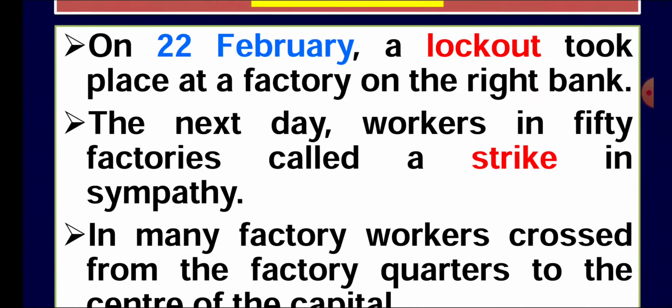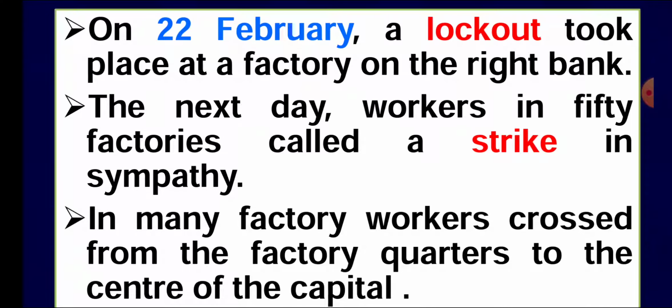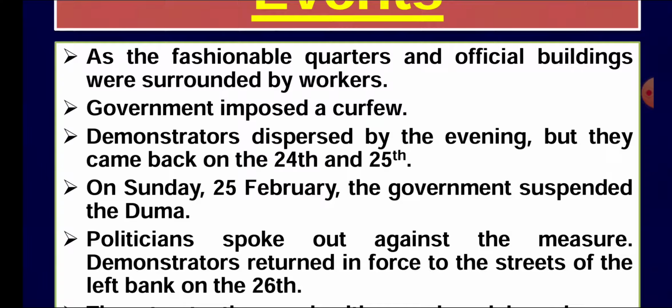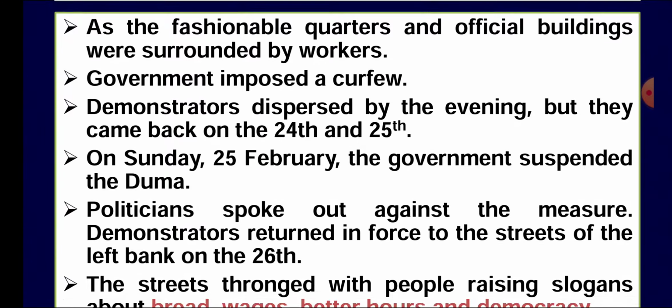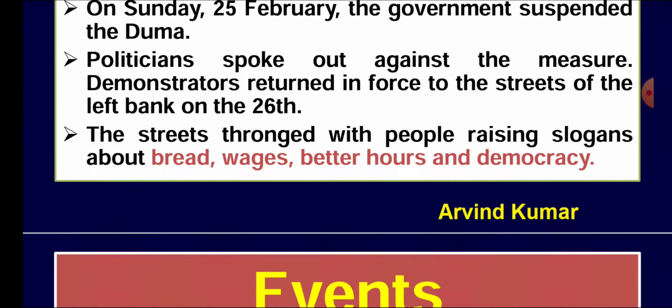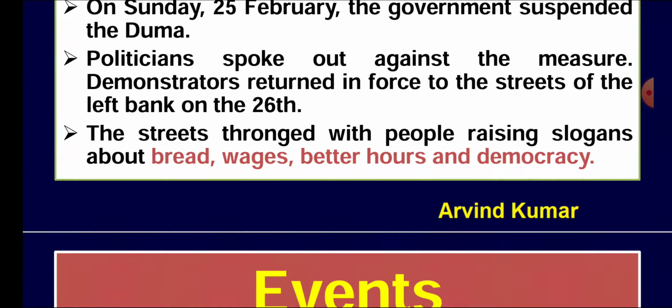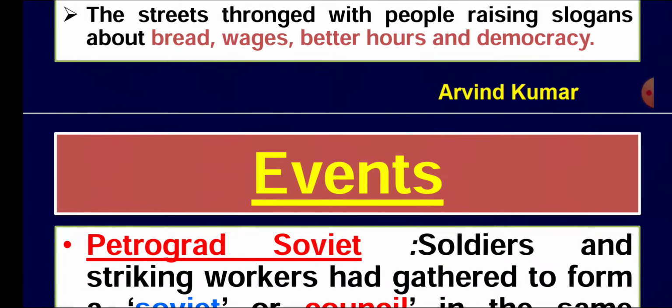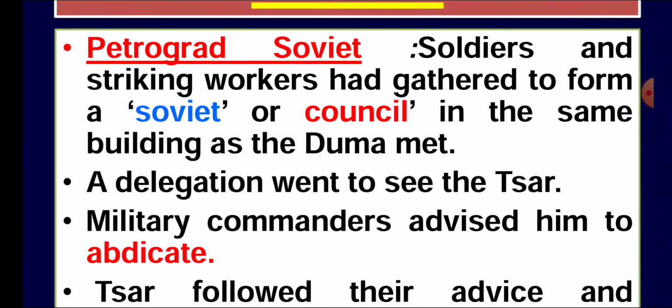Here you can see in these slides we have discussed the lockout, the strike, and the suspension of the Duma by the government or the king. These are the recapitulation points. The main slogans by the people were bread, wages, better hours, and democracy. The workers gathered and formed a Soviet. This word Soviet refers to a workers' union or the council of the people.